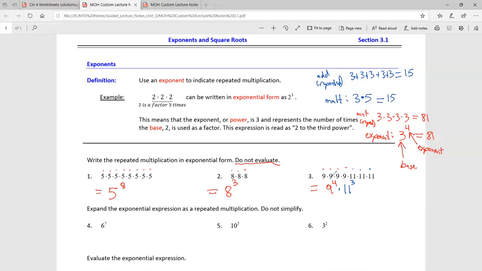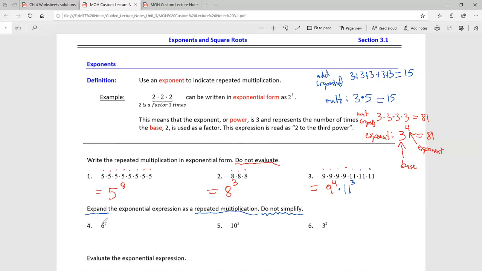Yes, that is correct. But again, that wasn't the point of the problem. The point of the problem was to just write it in exponential form. When we get to problems 4 through 6, they say to expand the exponential expression as a repeated multiplication, do not simplify. So just like last time, we're not going to find out what the actual numerical answer is, whether it's 8,732,691 or 7. We just want to write the base over and over and over, as many times as we have to.